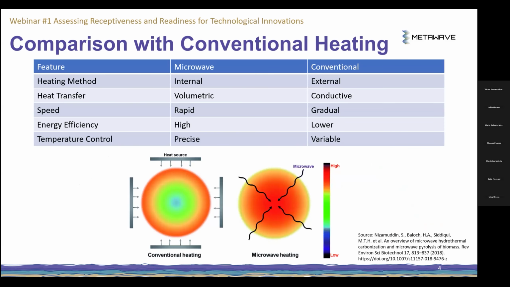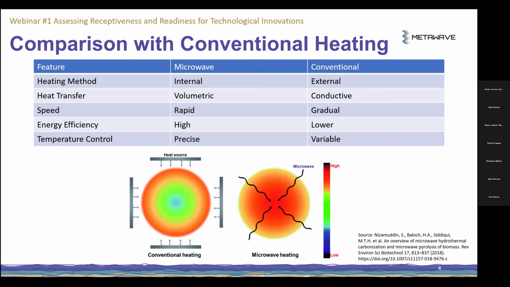Therefore, unlike conventional heating, which transfers heat from an external source through convection, conduction, or radiation, microwave heating generates heat internally via electromagnetic waves. This enables faster, more uniform, and energy-efficient heating.